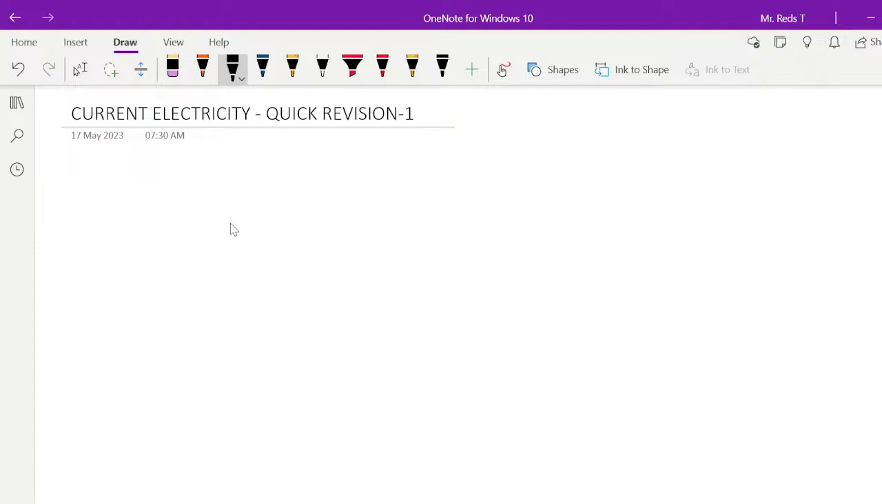Let us see briefly with a few questions as well. Right. First, what is electric current? See, electric current.